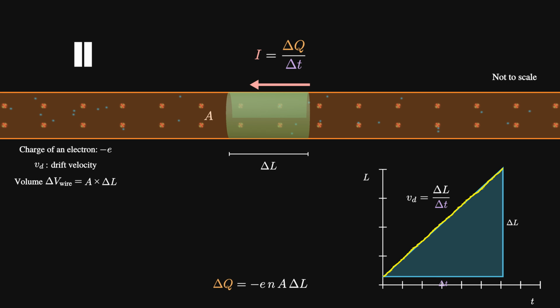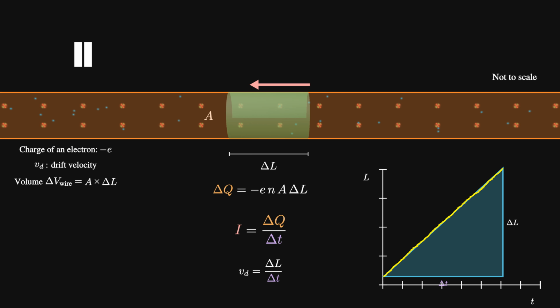Now, if we return to our equation for the current I, we can substitute this in for delta Q. As Vd is delta L over delta T, we can rearrange to get delta T equals delta L over Vd. If we rearrange this, we can cancel out the delta L's to obtain the current I equals minus n times e times Vd times A.